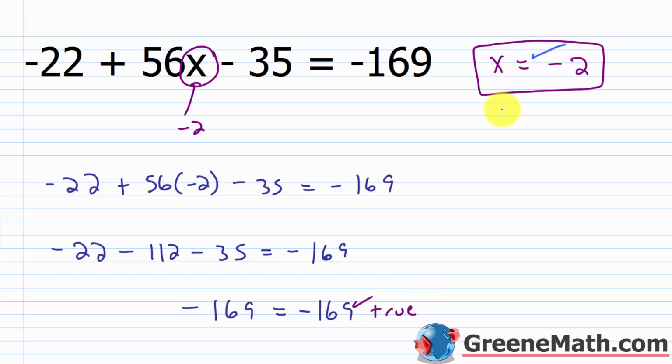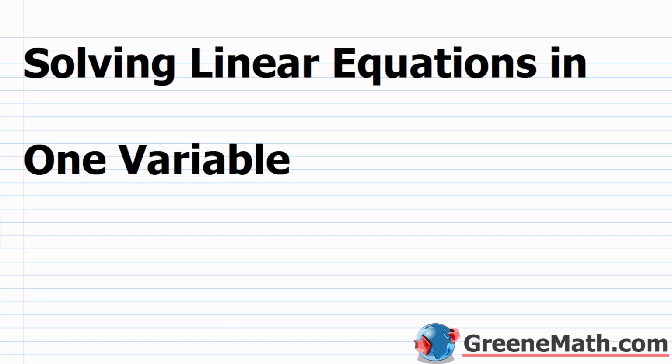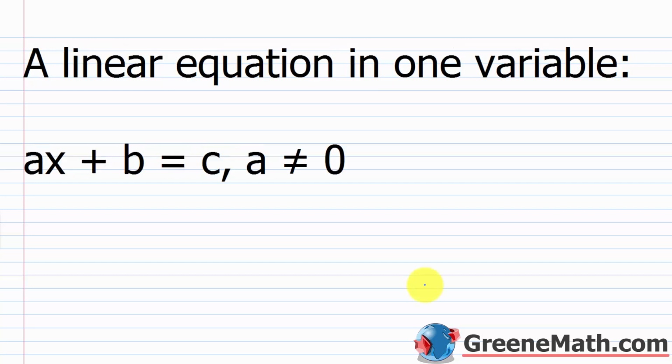X equals negative 2. In this lesson, we want to review solving linear equations in one variable. Over the course of the last two lessons, we reviewed the addition property of equality along with the multiplication property of equality. And we looked at how to solve some single-step equations. Towards the end of the last lesson, we looked at some things that were a little bit more complex. But in this lesson, we want to put everything together and show a four-step method that will enable us to solve any linear equation in one variable.